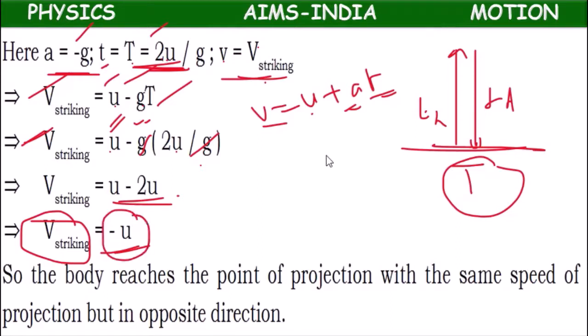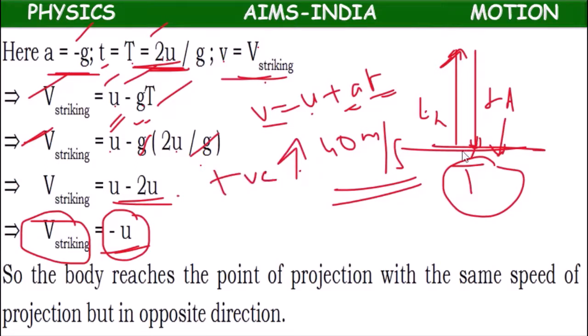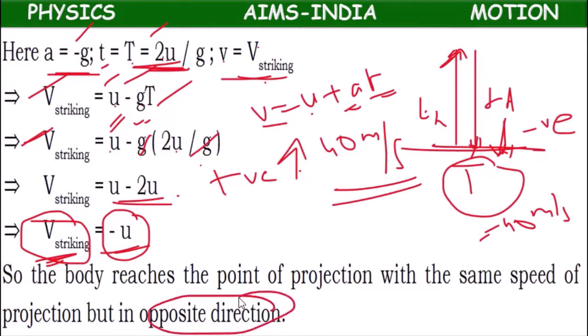Means with what velocity? Suppose we projected the body with 40 meter per second upwards, it will reach the point with the same velocity, but downwards. Beginning velocity direction is upwards, which is taken as positive. Final velocity, the coming down or hitting velocity, is downwards, so that's why we take it as negative. Its value is minus 40 meter per second. So with whatever velocity we project the body, with the same velocity it will hit the ground, but in the opposite direction.